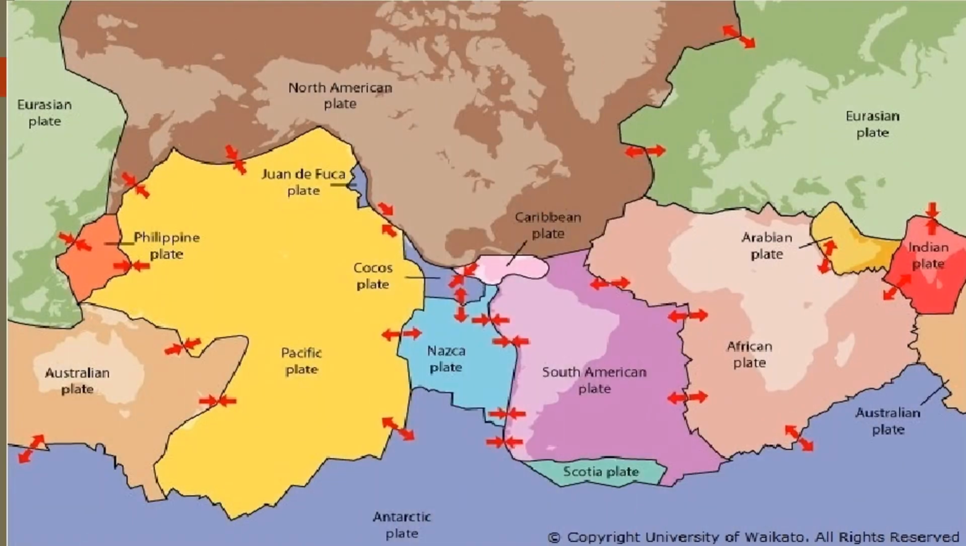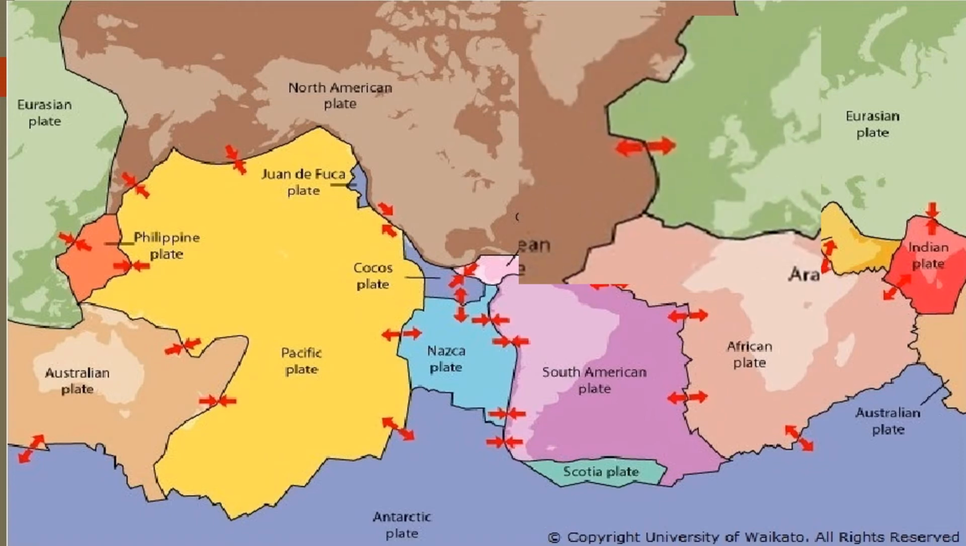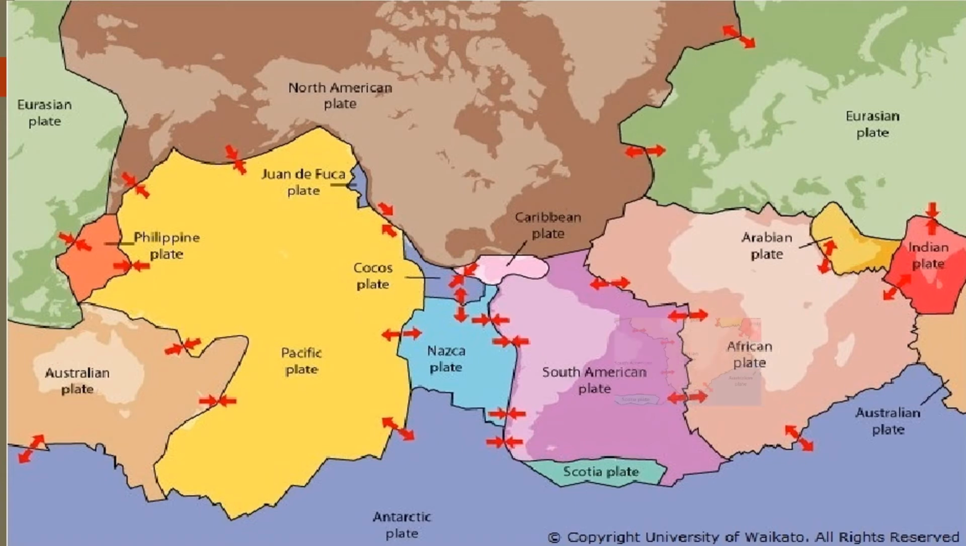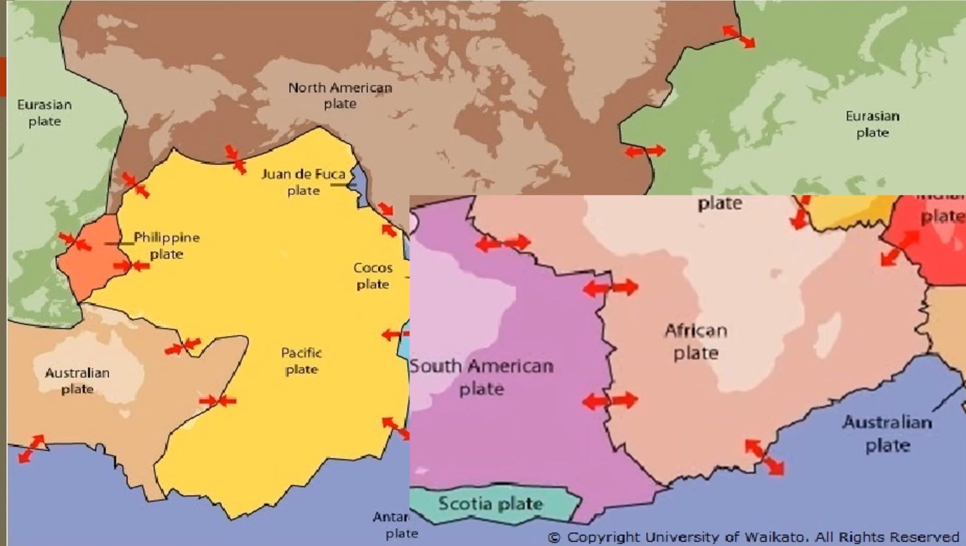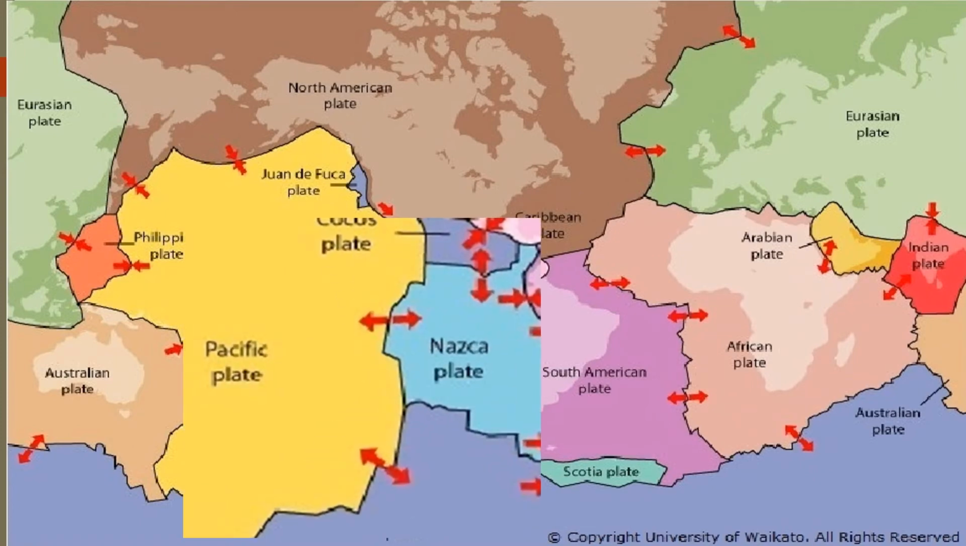The examples of divergent plate boundaries are the following. The North American plate against Eurasian plate. The South American plate against the African plate. The Pacific plate against the Nazca plate.